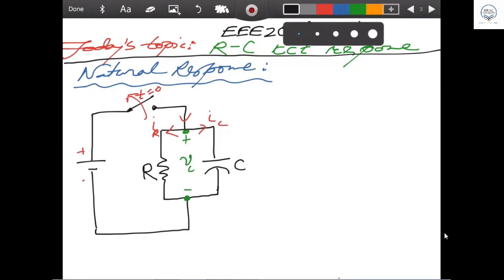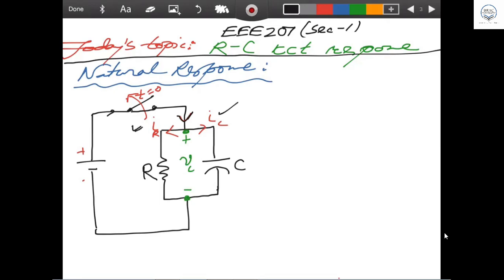We are going to give this explanation in this way. Before t is equal to 0, that means t less than 0, the switch was closed. And if it is closed, then what happened? The current from the battery is flowing through the circuit in this way. The current is dividing into two, IC and IR.